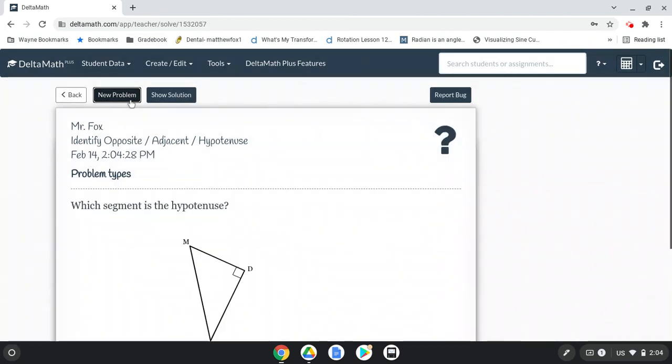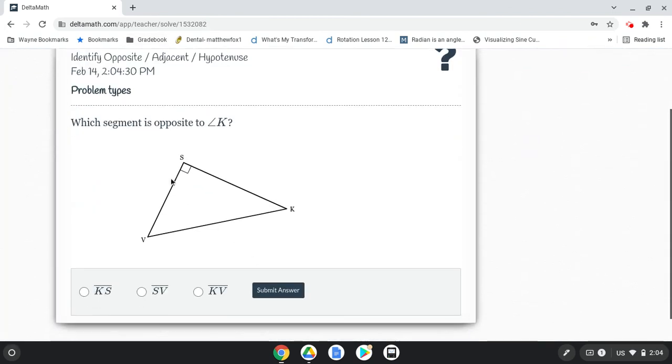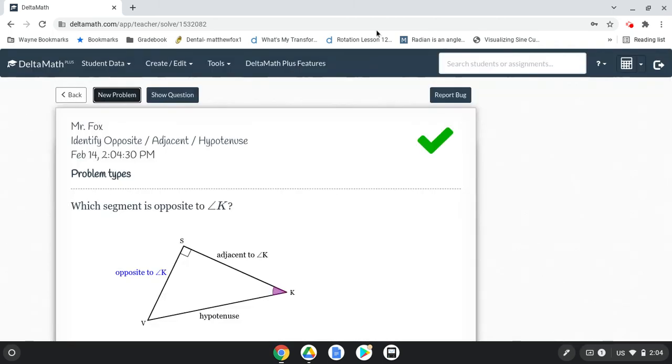Now, if we want a new question, let's get one that's different. Which segment is opposite to angle K? Angle K is here. Opposite we know is over there, so SV, or you could say VS, but we just select that and we are done.